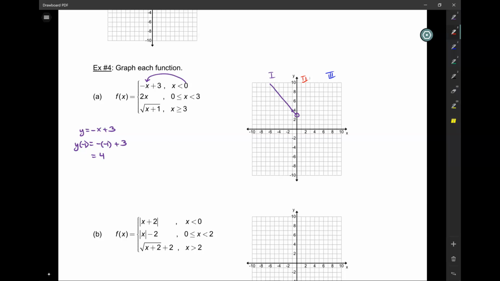Region 2, I'm going to plug 0 into x, right? And get what? 0, closed circle. I'm going to plug 3 into x and get 6. So when x is 3, y is 6, that's an open circle. That's a linear function, so I just have to connect those points with a straight line.